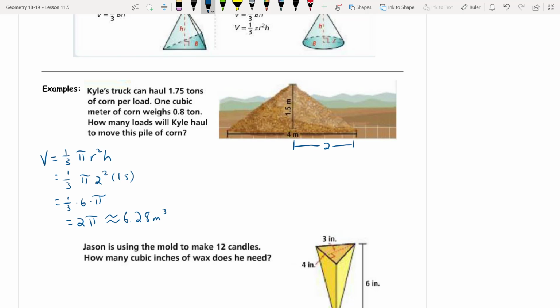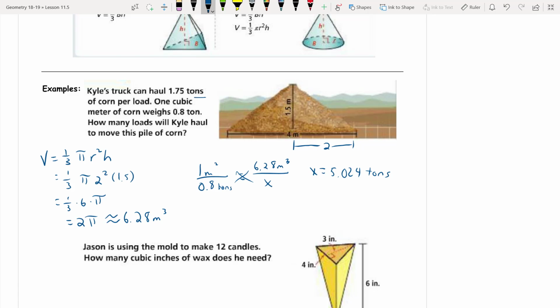meters cubed. And it says 1 cubic meter of corn weighs 0.8 tons. So if 1 cubic meter equals 0.8 tons, then that means, using a proportion, that 6.28 meters cubed is going to equal some amount. We're just going to cross multiply here. And so I've got x equals 6.28 times that 0.8 tons. And so I've got 5.024 tons of material to move.